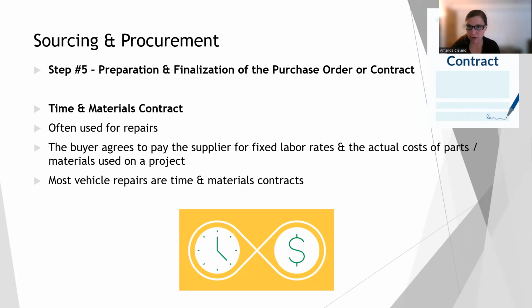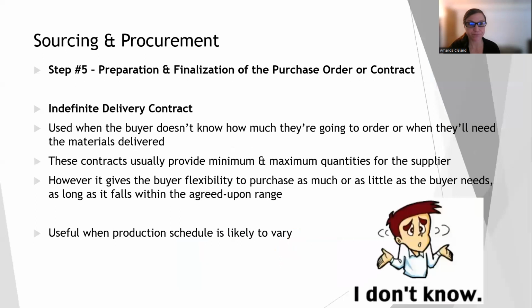Most vehicle repairs, when you take your car into the shop to get fixed, are time and materials contracts. They are going to charge you for the labor hours and then the actual cost of parts. So that is what a time and materials contract is, T&M, and most often used for reactive types of repairs, where something breaks, we need someone to come out and fix it.